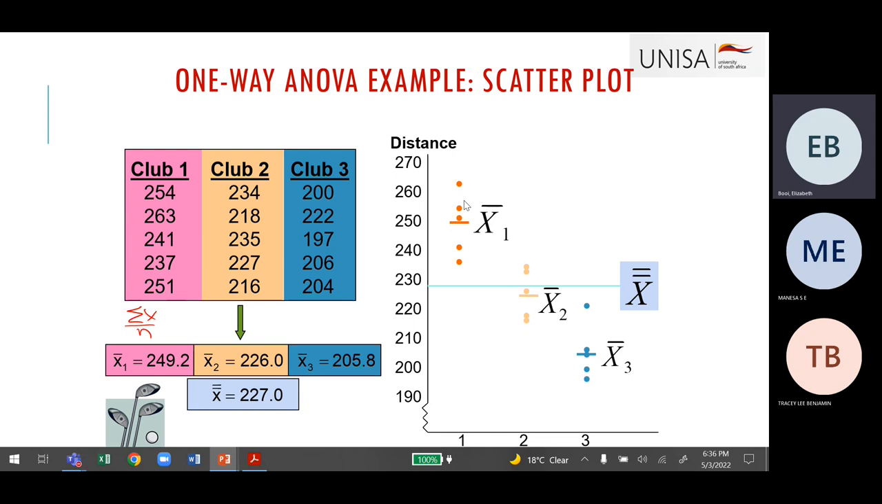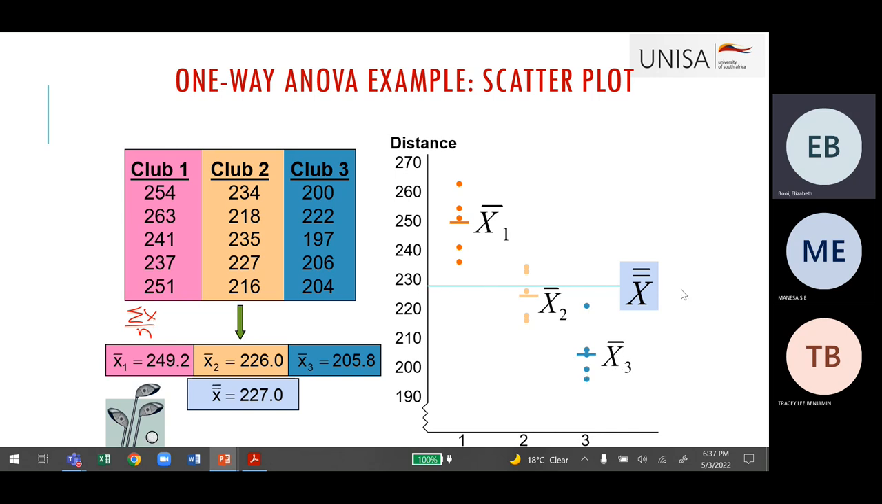I can see that only three distances were above the mean for club one and two distances were below. I can also look at the mean of club three and club two. For club two, two values are above the mean of club three, one or two are on the borderline, and two are below the mean.